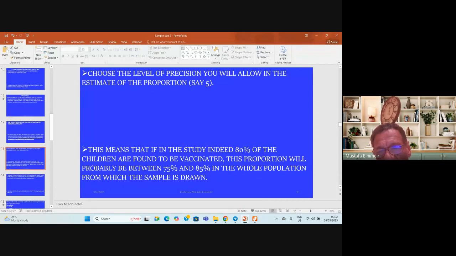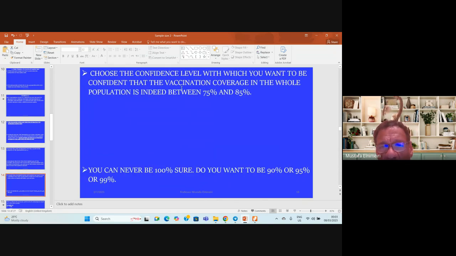This means that if in the study 80% of the children are found to be vaccinated, this proportion will probably be between 75 and 85%, as we have selected 5% as the level of precision in the whole population from which the sample is drawn. And then we choose the confidence level with which you want to be confident that the vaccination coverage in the whole population is indeed between 75 and 85%. You can never be 100% sure. For example, you may want to be 90% or 95% or 99%, as you can select.